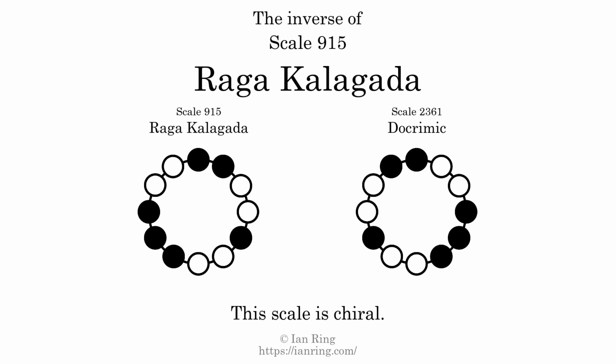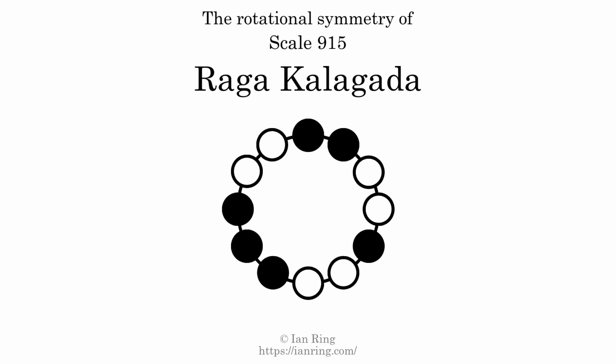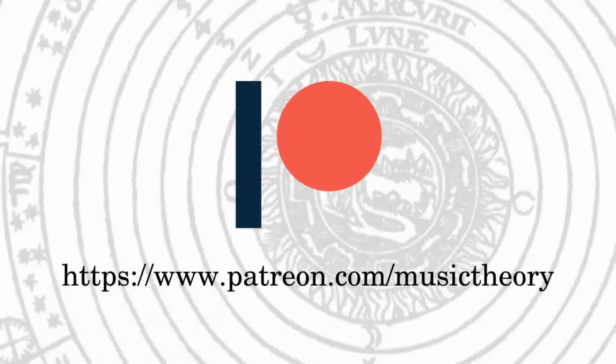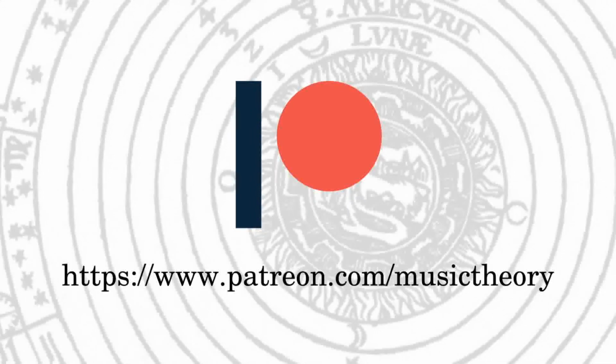The inverse of a scale is a mirror image. It is what you get when the sequence of intervals is reversed. The inverse of this scale is scale 2361, also known as dichromic. This scale is chiral. It cannot transform into its inverse by rotational transformation. This scale has no rotational symmetry. For even more detail about this scale, visit ianring.com/musictheory/scales/915.